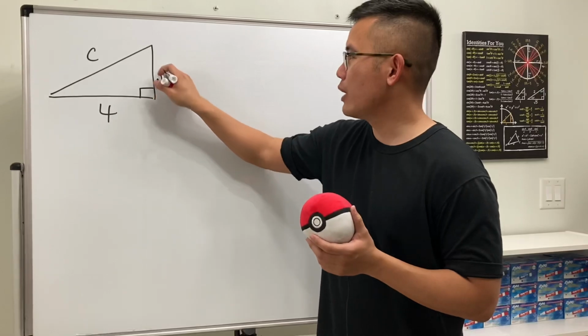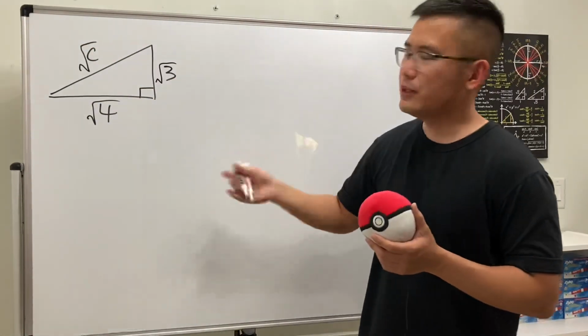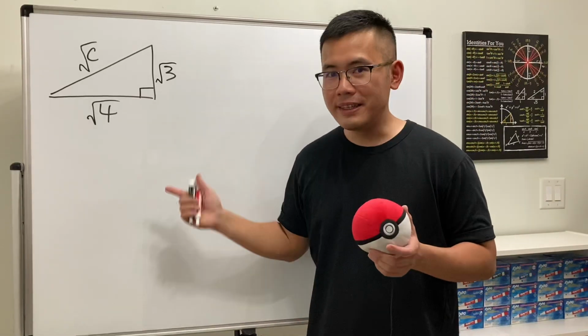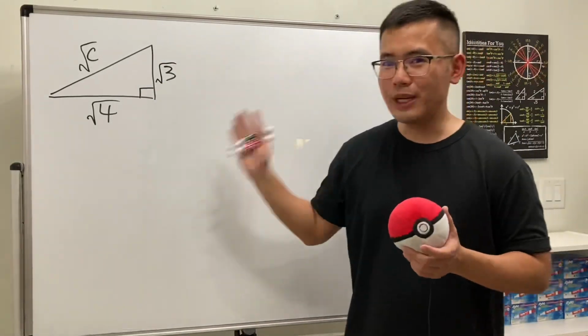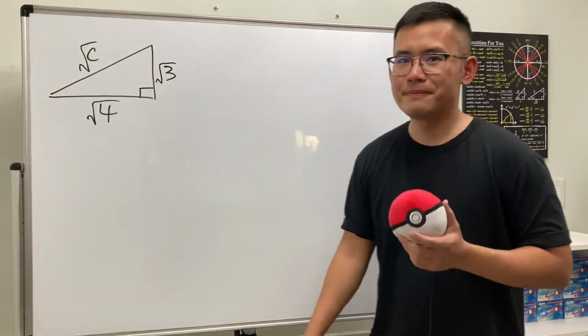Let's talk about this as square root of 3, square root of 4, and square root of C. And the picture is not drawn to scale. So right now, please look at this picture. It's a right triangle, and please go ahead and pause the video and try to solve for C.